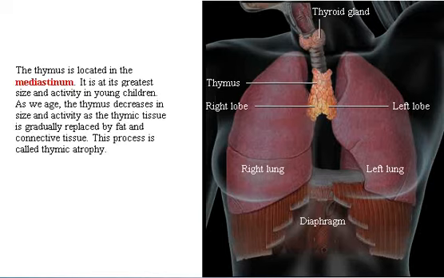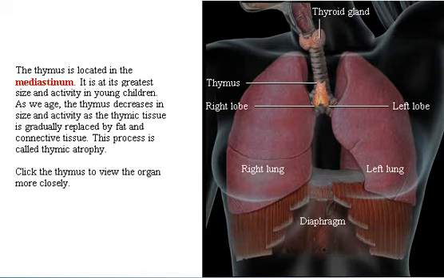The thymus is a bilobed organ located in the mediastinum. In young children, the thymus is large relative to body size. The relative size of the thymus, as well as its function, gradually decreases with age. In the elderly, thymic epithelial cells are almost entirely replaced by fat cells and fibrous connective tissue. This process, called thymic atrophy, may be one reason why the elderly are more susceptible to infection. Click the thymus to see thymic atrophy. Click the thymus to view the organ more closely.